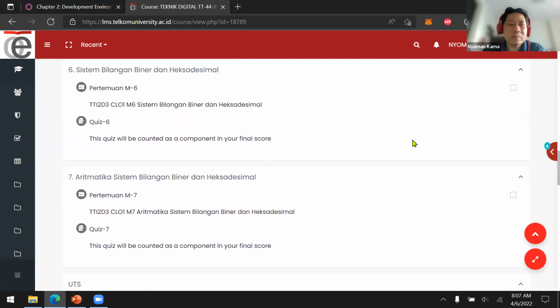Last week, we discussed how to convert a specific numeral system into another numeral system. We discussed three kinds of numeral system: the first one is binary, and then hexadecimal, and also, of course, decimal, because in our daily life we use the decimal numeral system.